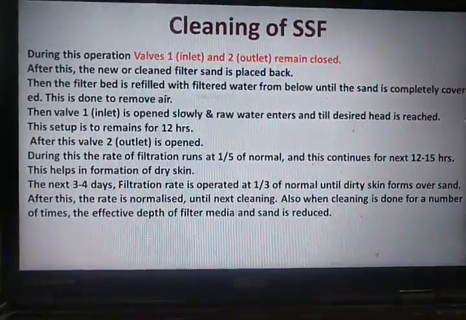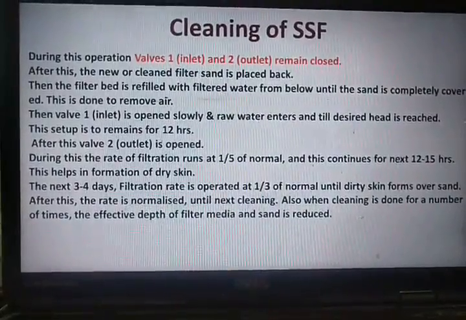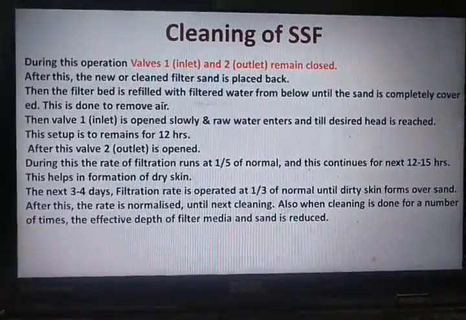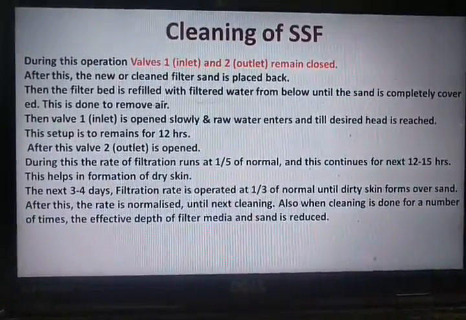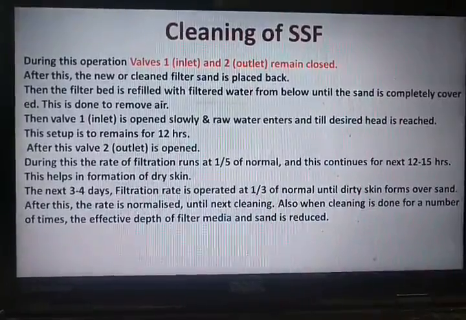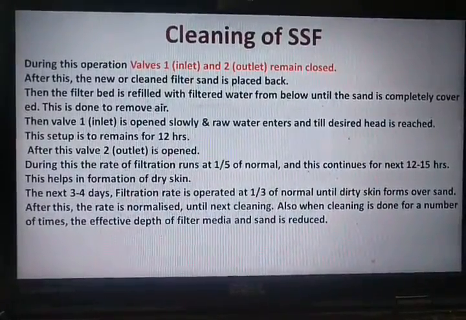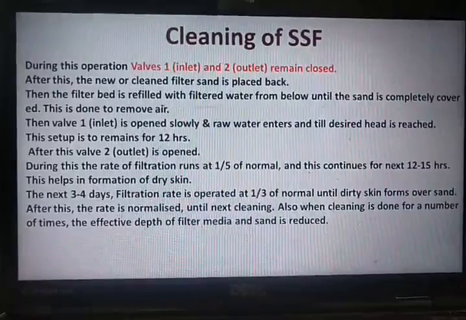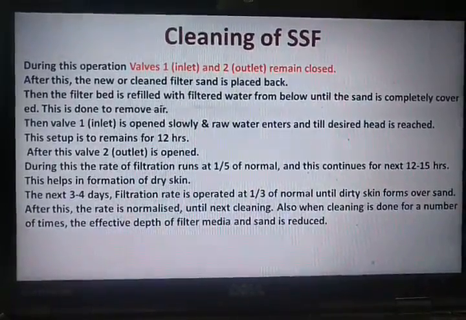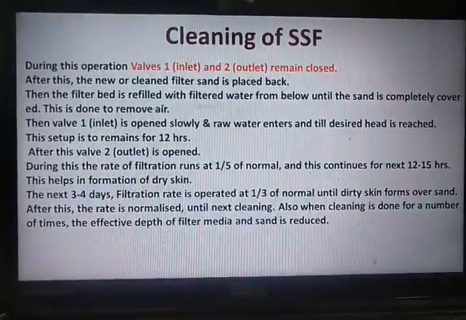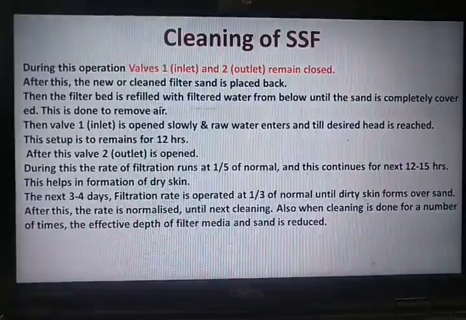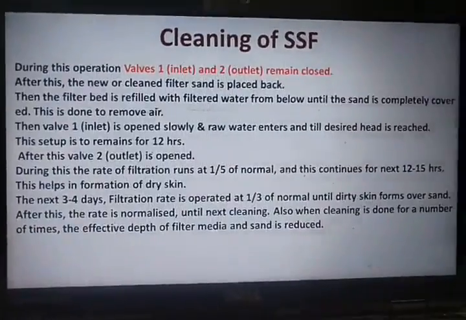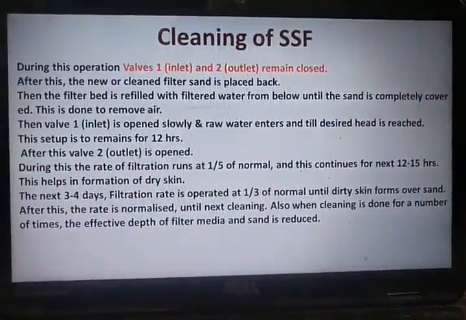Like I told you in the previous slide, the formation of dirty skin and stabilization of the dirty skin layer has to take place, and it requires a minimum of 3 to 5 days, okay. So after the normalization, until the next cleaning is done, we can sufficiently take the advantages of this slow sand filtration, and the filtration rate becomes normal, okay. So this is how the cleaning of source and filtration is done.